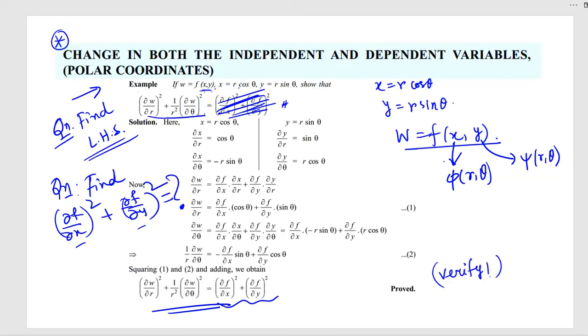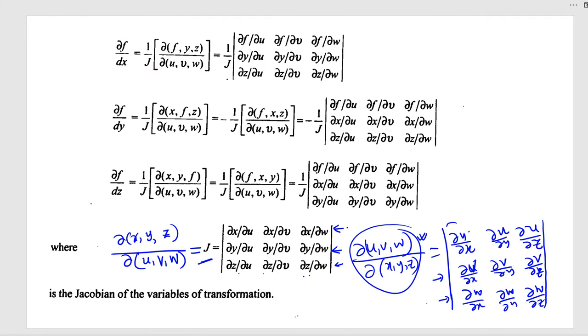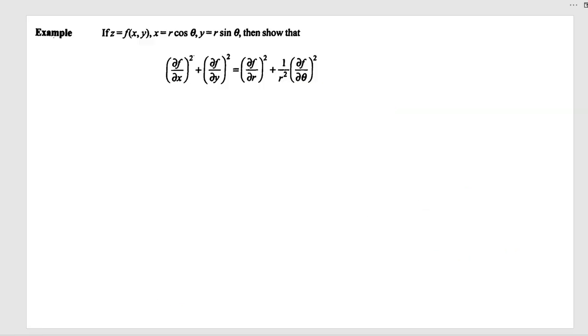In fact, you will see this application of Jacobian throughout your engineering life, and not only that, after that also this Jacobian will come into the picture. Whenever, for example, you join some industries, you will also find the application of this Jacobian.